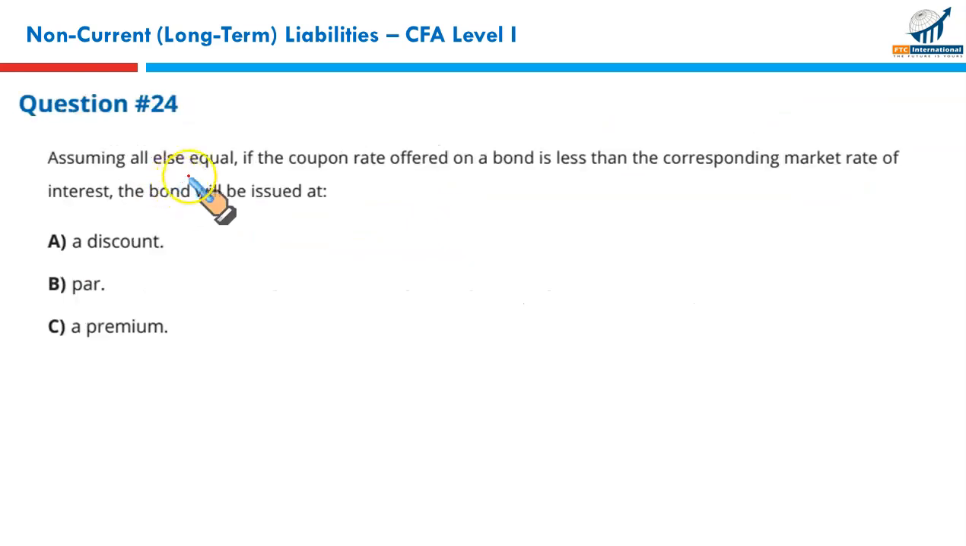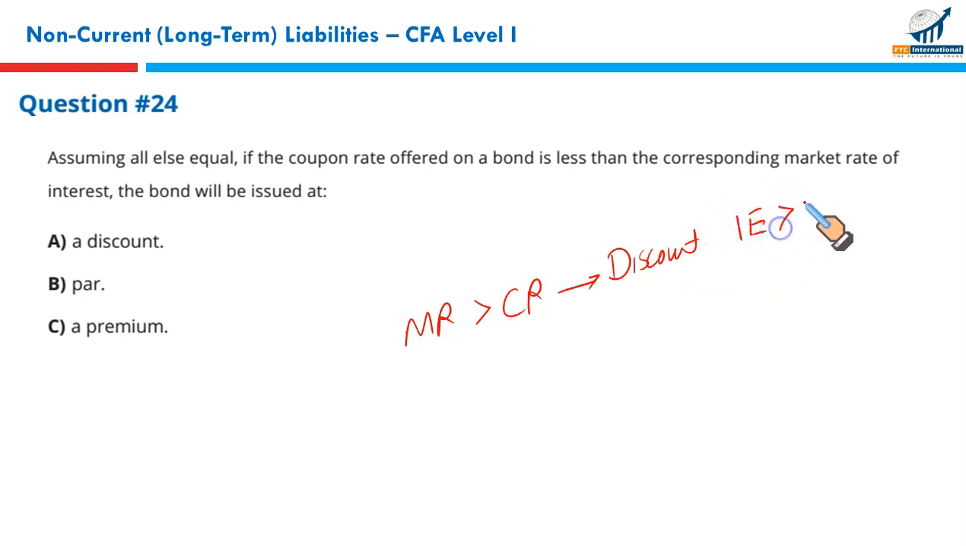Next, assuming all else equal, if the coupon rate offered on a bond is less than the corresponding market rate of interest, the bond will be issued... Okay, now here we go. Remember, if the market rate is greater than the coupon rate, it means you are offering less rate, so the bond will sell at a discount. It's called a discounted bond. And resultantly, in this case, your interest expense will be greater than the interest paid.